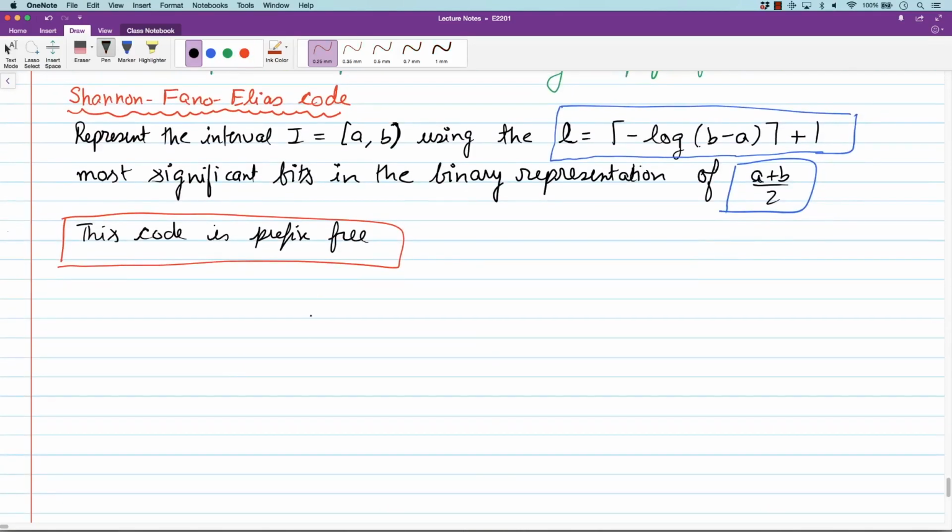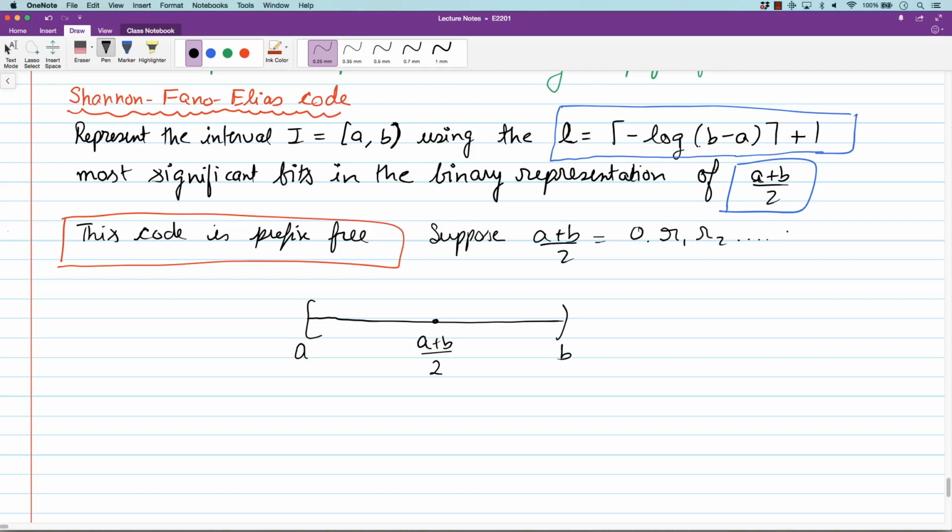So look at this interval I. Remember, different sequences will correspond to different code words or different intervals. And we have taken its midpoint, a plus b by 2. And we have taken the L most significant bits of this a plus b by 2. Where do those lie? So this number, let's say, let C equal to 0. So how do we do this? So suppose a plus b by 2 is this binary number 0.r1 r2 and so on, which can go on continuously without terminating.